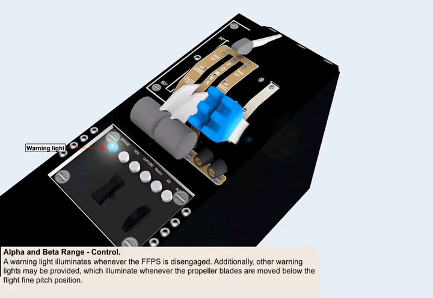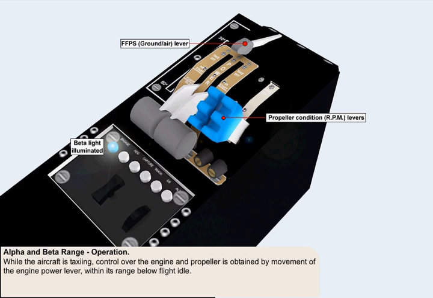A warning light, usually blue or amber, illuminates whenever the flight fine pitch stop is disengaged. Additionally, other warning lights may be provided, which illuminate whenever the propeller blades are moved below the flight fine pitch position, that is, into the beta range. While the aircraft is taxiing, there is insufficient RPM available to bring the propeller control unit on speed, and it's therefore unable to take control. Propeller RPM is controlled by movement of the engine power lever within its range below flight idle.